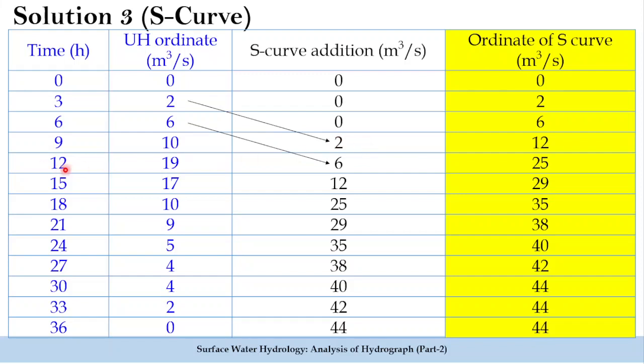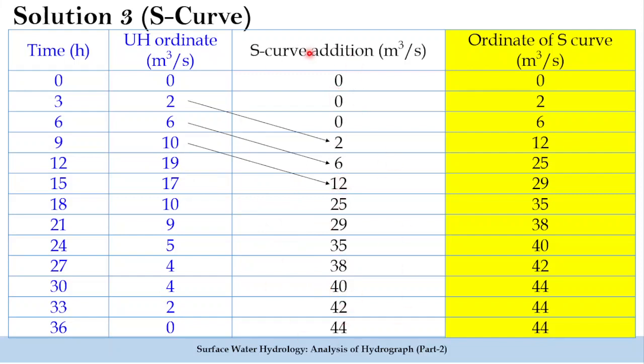Next, for 12-hour time, 12 minus 6 gives 6. Corresponding to 6, we have the unit hydrograph ordinate of 6 and the S-curve addition is 0. So 6 plus 0 gives 6, which is what has been written for the 12-hour duration. Likewise, for the 15-hour duration, 15 minus 6 gives 9. Corresponding to 9, we have the unit hydrograph ordinate of 10 meter cube per second, as well as the S-curve addition of 2. So 10 plus 2 gives 12, which is what is written here. Likewise, we will keep solving this to get the S-curve addition.